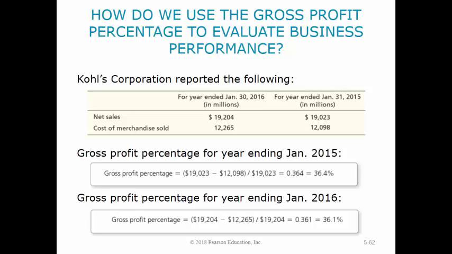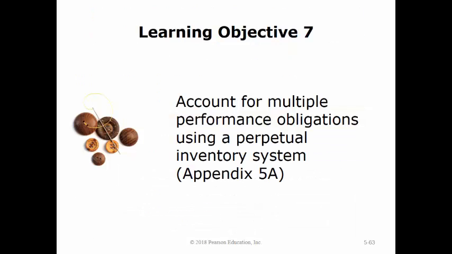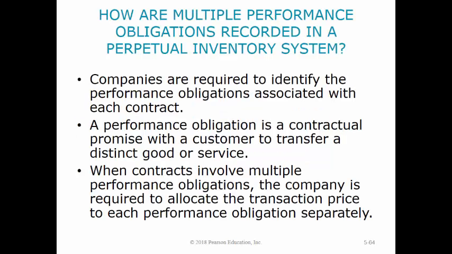In the 7th section, we will learn how to account for multiple performance obligations using a perpetual inventory system. Companies are required to identify the performance obligations associated with each contract. A performance obligation is a contractual promise with a customer to transfer a distinct good or service. When contracts involve multiple performance obligations, the company is required to allocate the transaction price to each performance obligation separately.